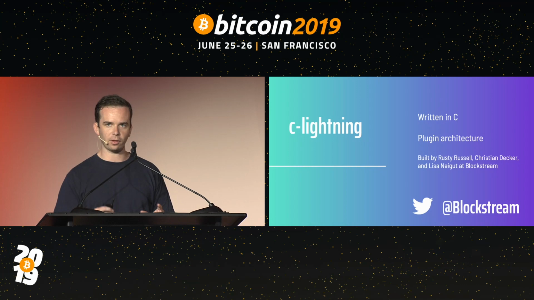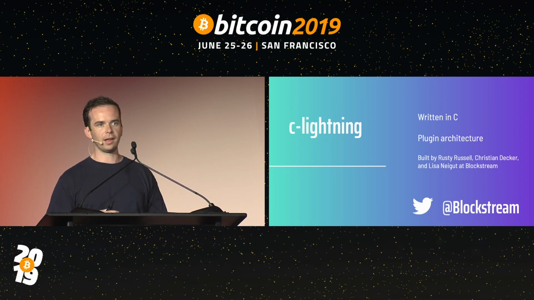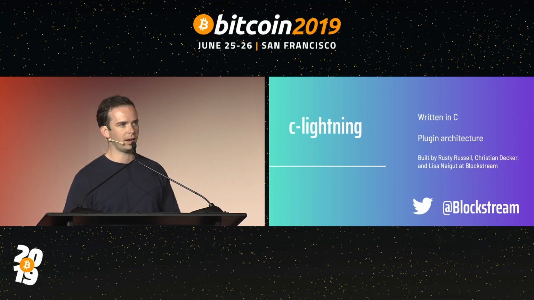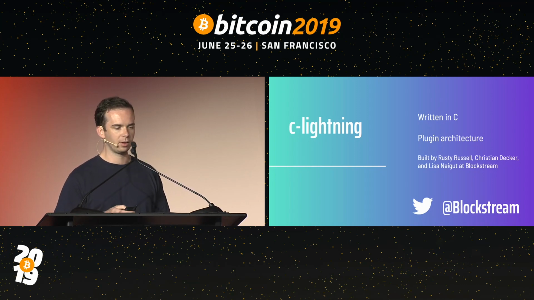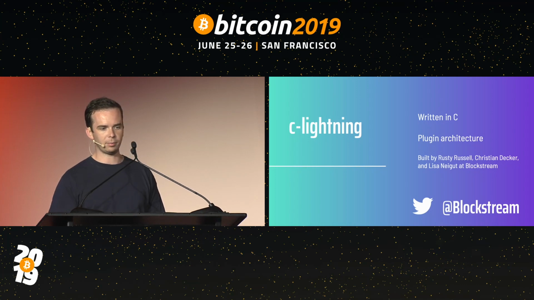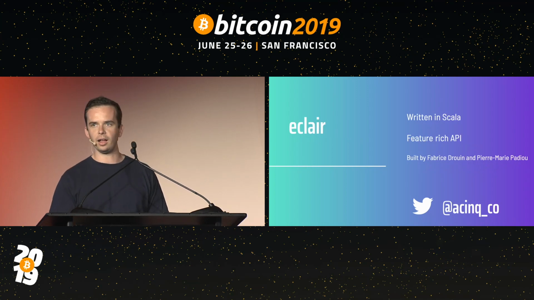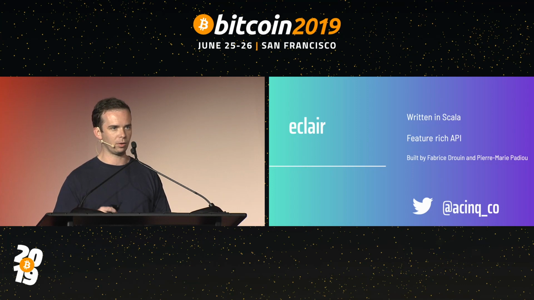C Lightning has a different philosophy, where they have a plug-in architecture, so it's highly customizable. It's written in C, so they have a very strong emphasis on performance and on being the server-side Lightning node reference implementation, built by the team at Blockstream. And we'll be hearing from Lisa in the next Lightning talk. Lastly, there's Eclair. It's written in Scala, and it has a feature-rich API. Go check it out. If your background is in Java or that family of programming languages, you'll feel right at home and be able to contribute there with the ACINQ team.